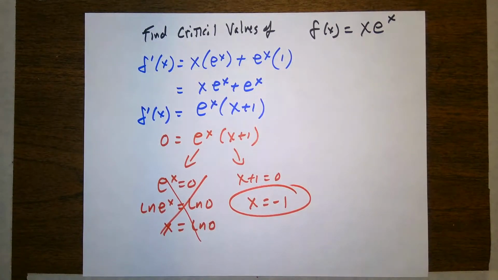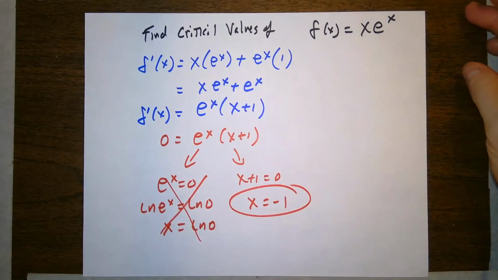Is that a maximum value? Is that a minimum value? I mean, what's going on there? We could certainly find the slope of the tangent line at the point there if we wanted to, and we could do some other things, but right now I don't care about that. I just care about finding the critical values. Let's look at another example.